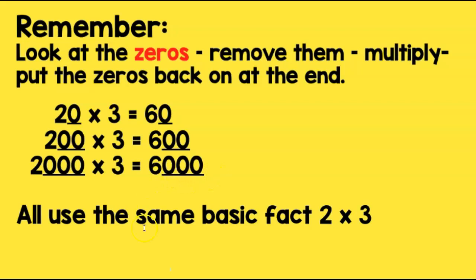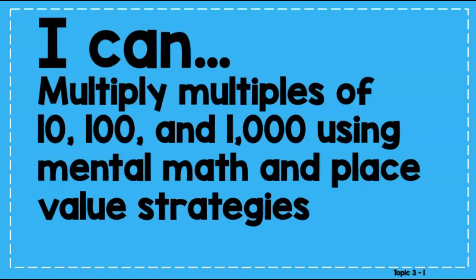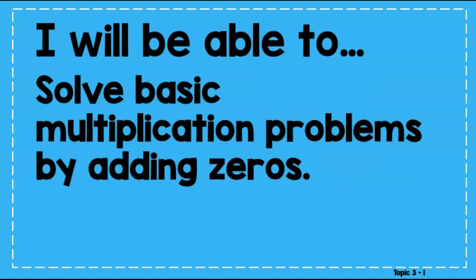So we have 6,000. So today's learning intention, I can multiply multiples of 10, 100, and 1,000 using mental math and place value strategies. We know we are successful if we are able to solve basic multiplication problems by adding zeros back on. If you need to go back and re-watch this video, you can rewind it, you can pause it wherever you would like and watch it as many times as you would like.